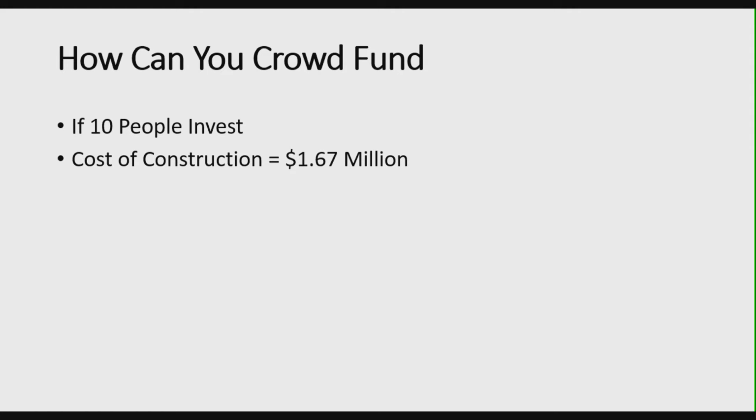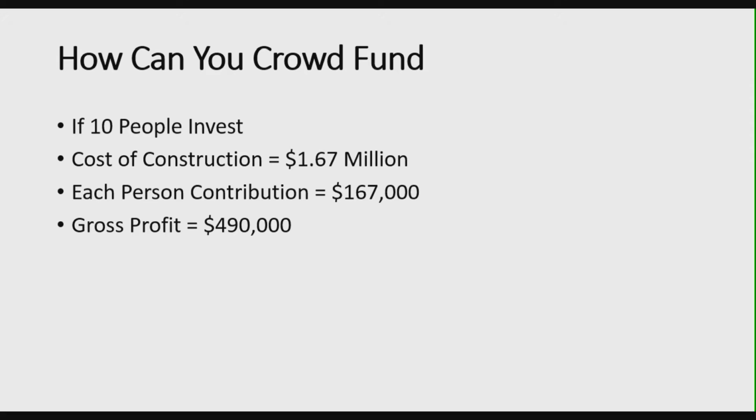And how can you crowdfund a project like this? Let's assume 10 people get together to do this project. Cost of construction 1.67 million. Each person contributes 167,000, so that is divided by 10. Gross profit we've seen before, 490. So each person gets $49,000.